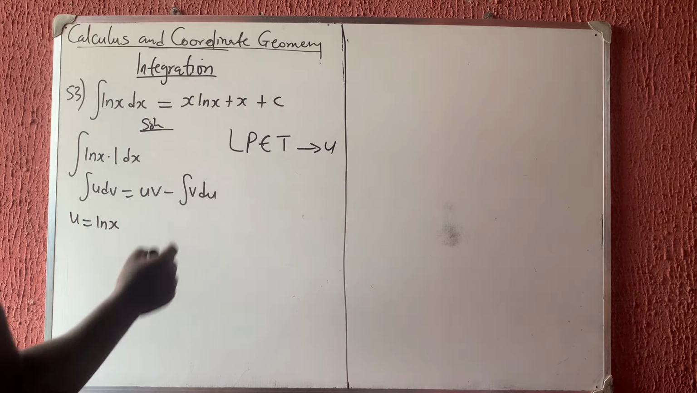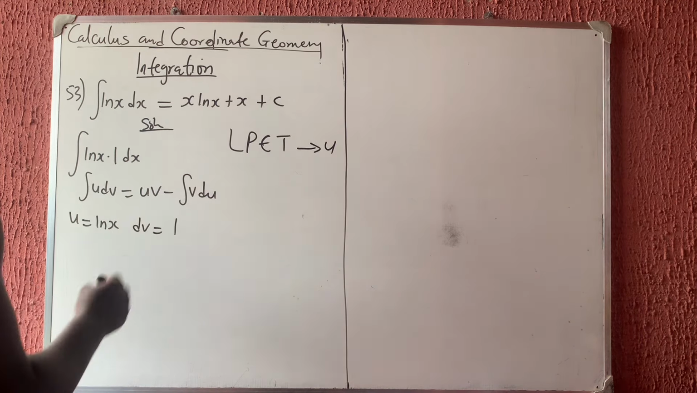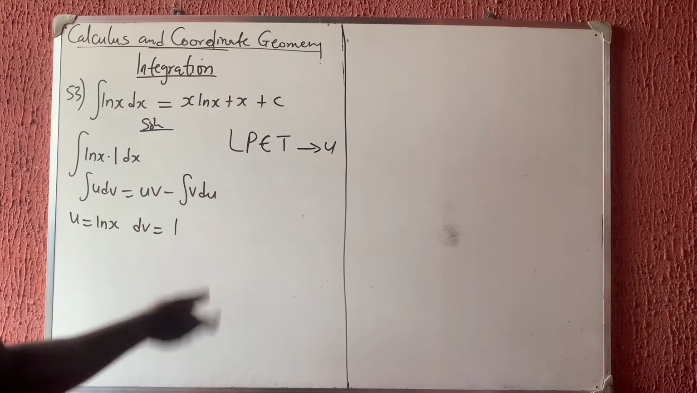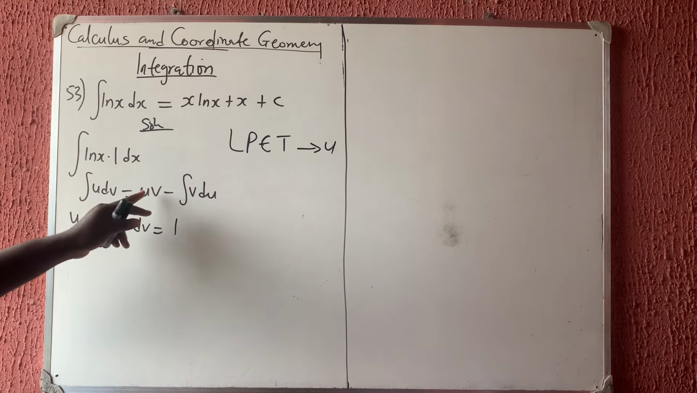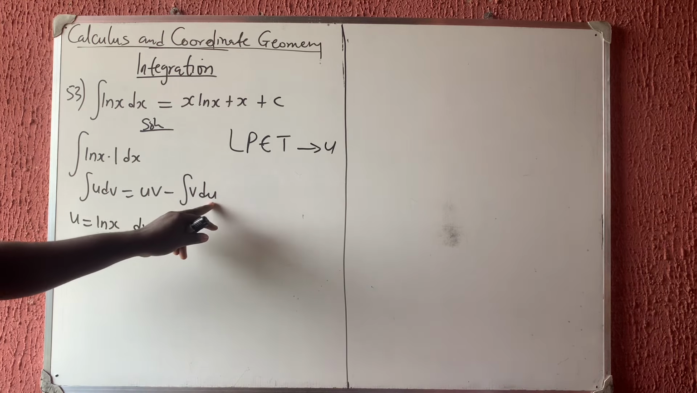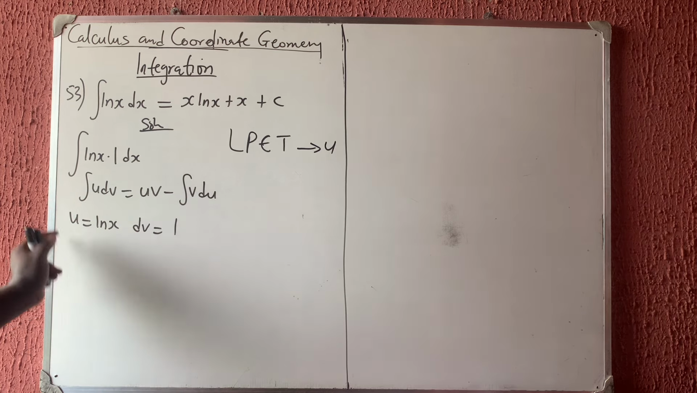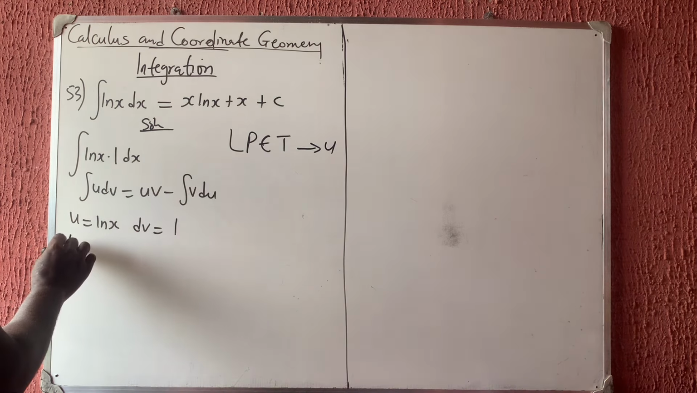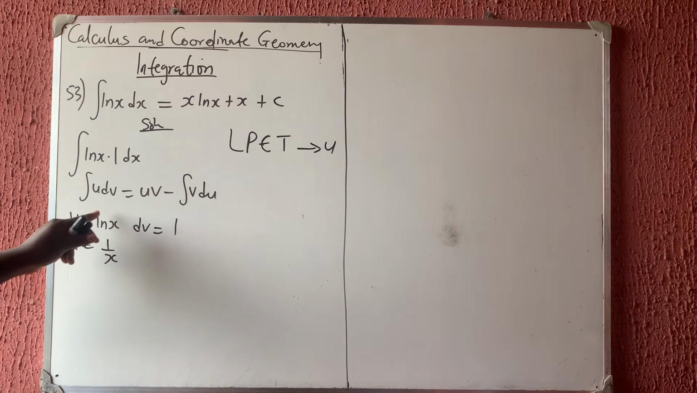Our dv will now be 1. If you choose u, the remaining one becomes your dv. So if you look at this formula, we have 4 things: u, v, du, and dv. Since I have u and dv, the only things remaining are v and du. So if I differentiate here, I'm going to have du is equal to 1 over x, because differentiation of ln x is 1 over x.